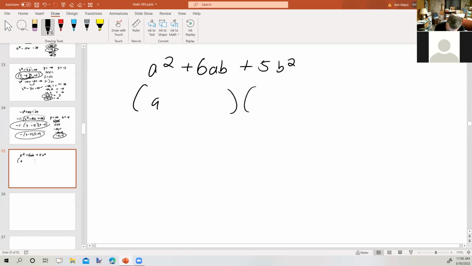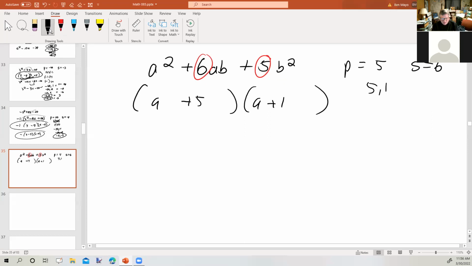So we have an a here and an a there, and the product is 5 and the sum is 6. Again, the product is 5, the sum is 6. Okay, how about 5 and 1? But there's something missing. What have I forgotten? What isn't there? Anybody?